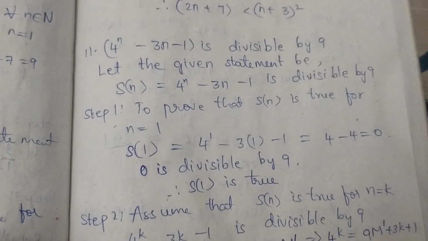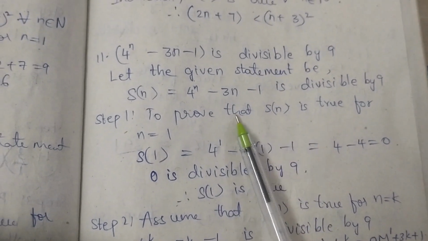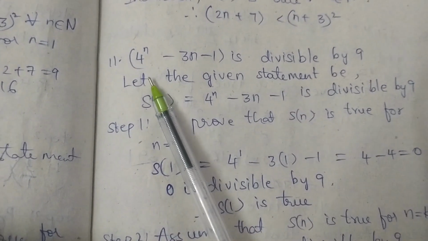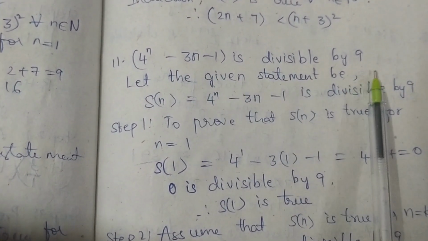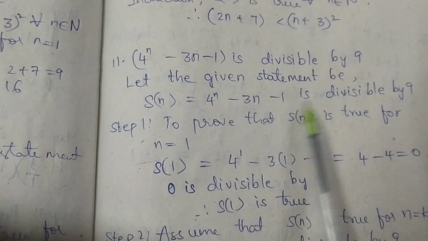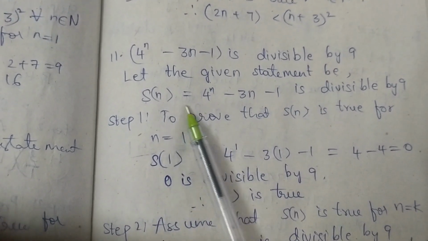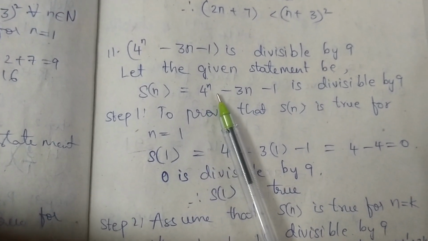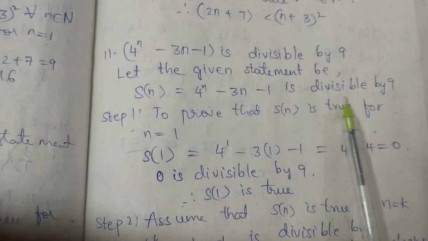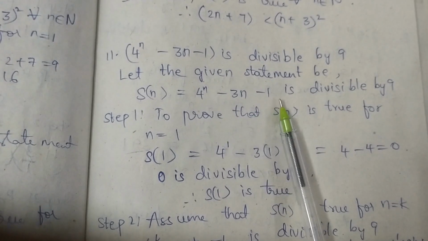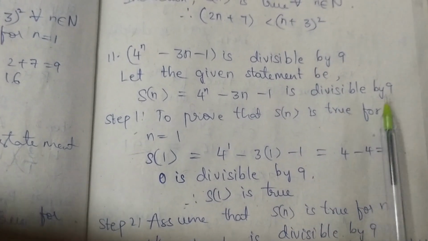Hi everyone, let's see another problem on mathematical induction. So the question is: 4 power n minus 3n minus 1 is divisible by 9. Let the given statement be S(n): 4 power n minus 3n minus 1 is divisible by 9. Now we have to prove that this particular number is divisible by 9.